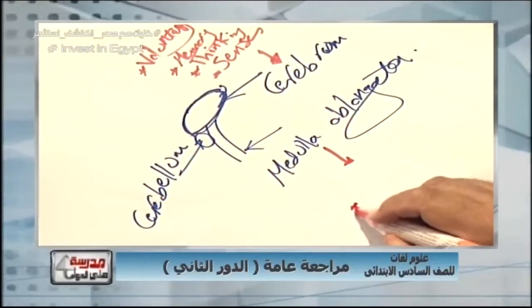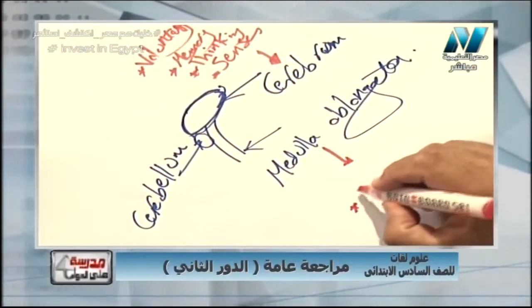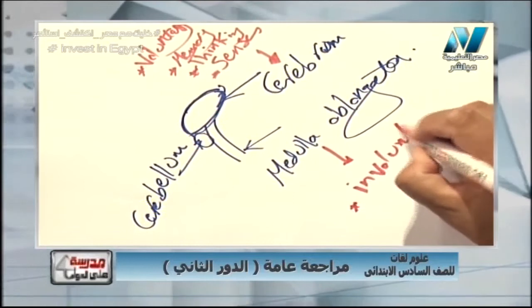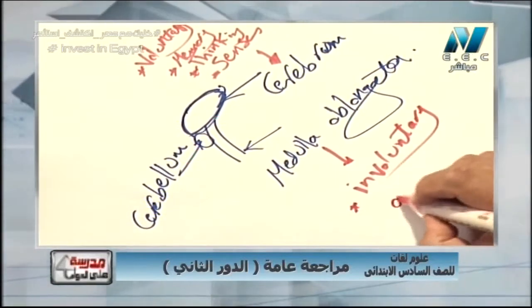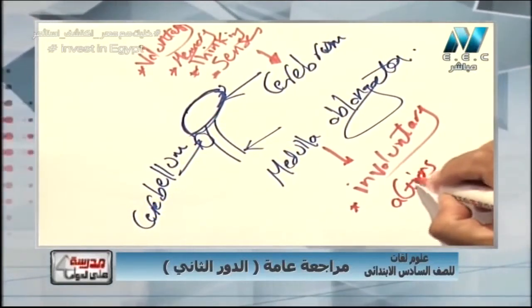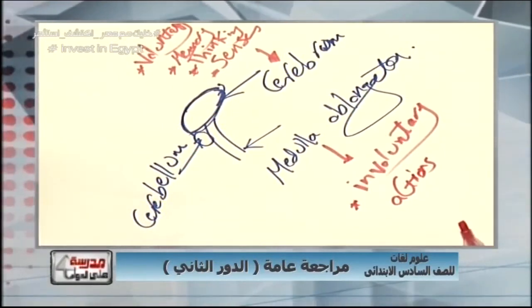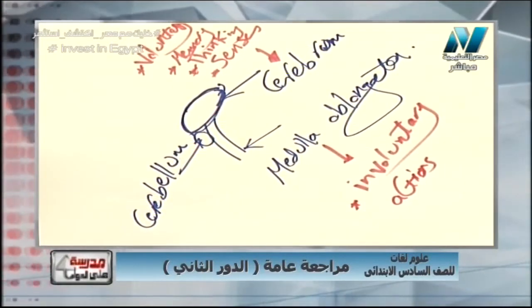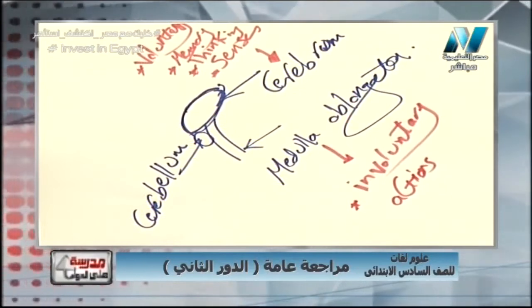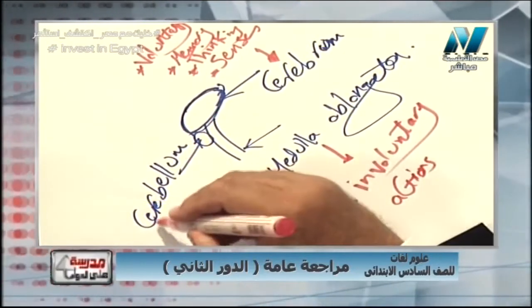So we can write one function only for medulla oblongata, which is the involuntary actions. Involuntary actions like heartbeats, like respiration during sleeping, like movement of blood circulation, الدورة الدموية, طبعا ما اقدرش اتحكم فيها خالص.